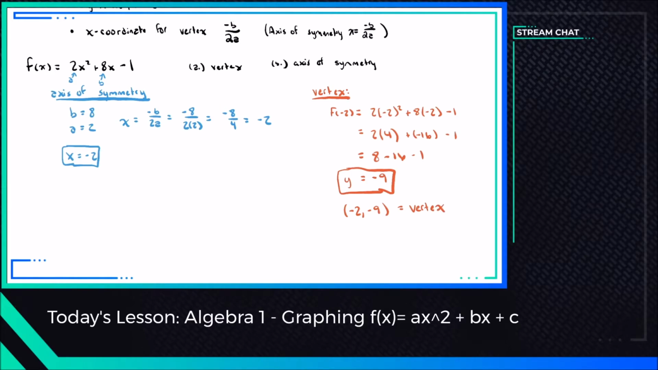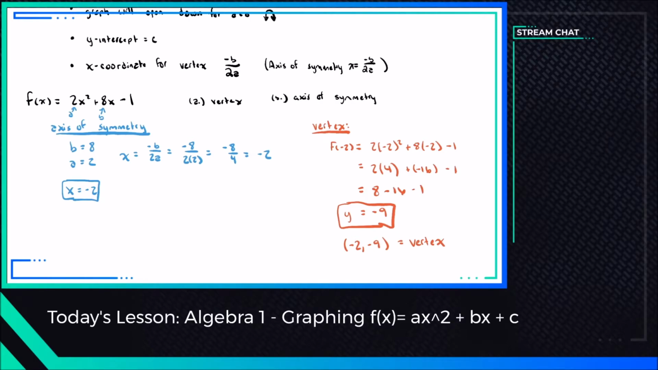The reason you want to be able to find your vertex is that your vertex is going to be the very center point of your parabola. And if you know your y-intercept is c and your axis of symmetry reflects that, you only need to find one point to graph a parabola.